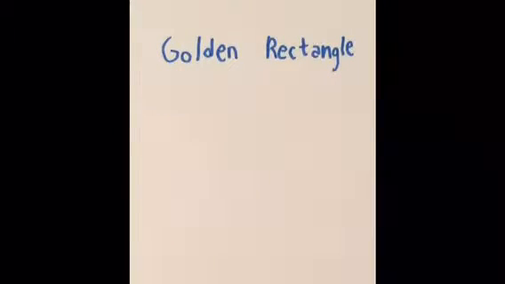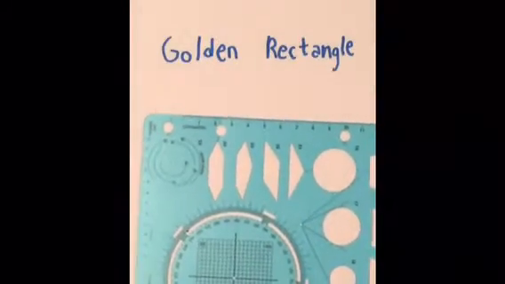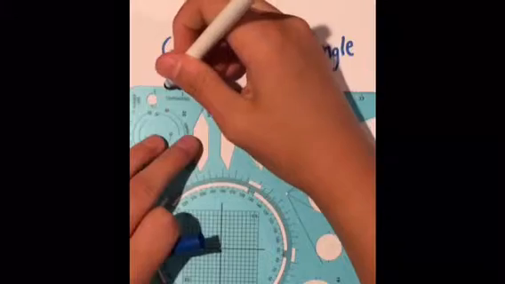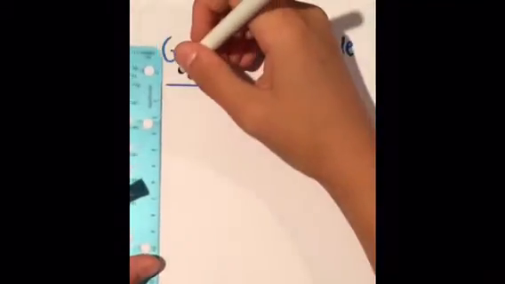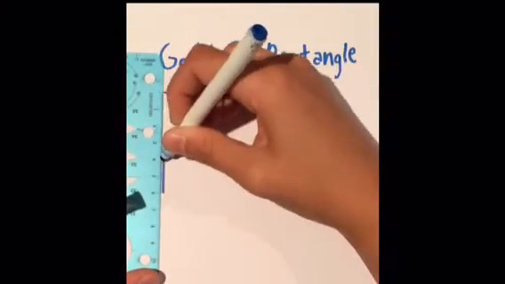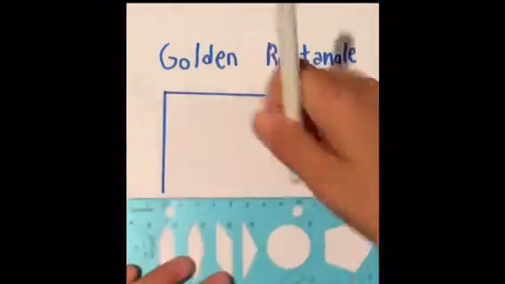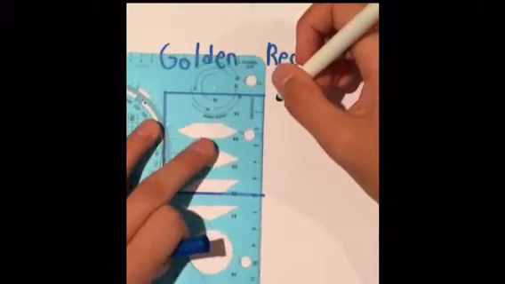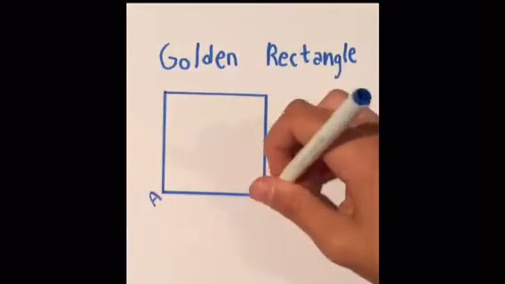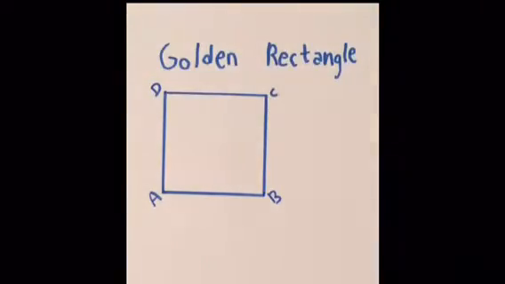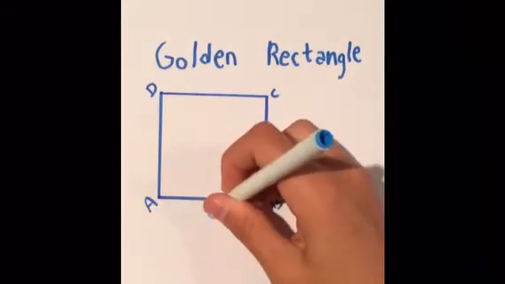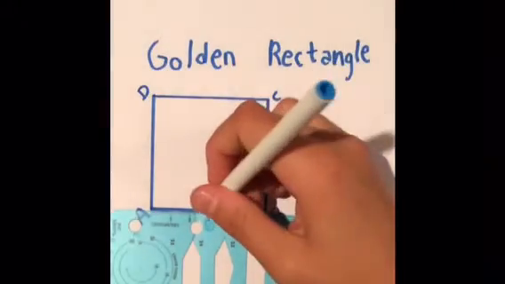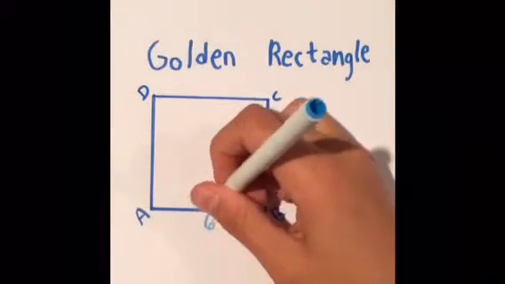To draw a nearly perfect golden rectangle, we only need a ruler and a compass. It only takes a few steps. The first step is to draw a square, which I will label as square ABCD. The next step is to find a midpoint on any side. I'll label the midpoint as point E.